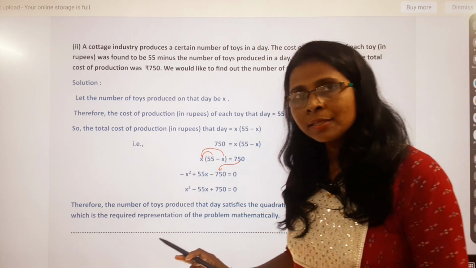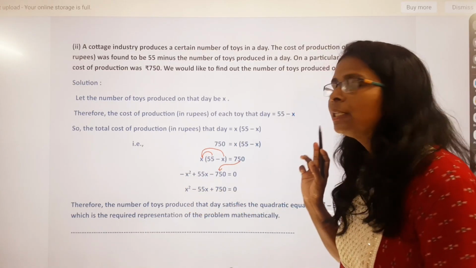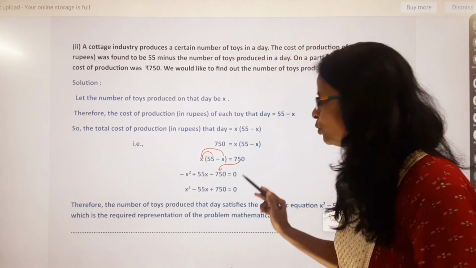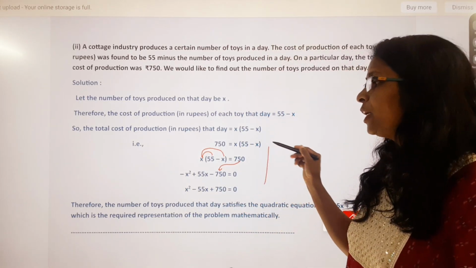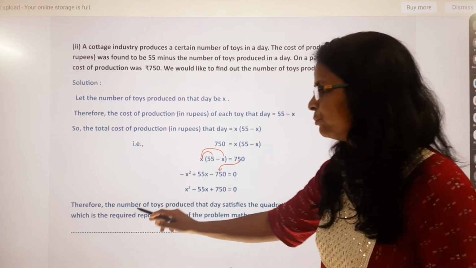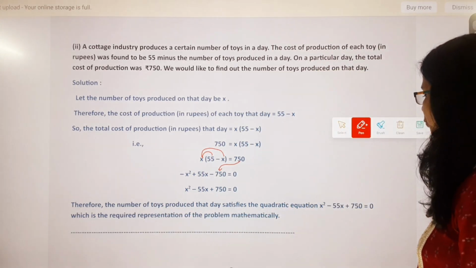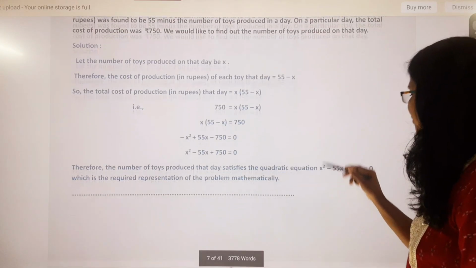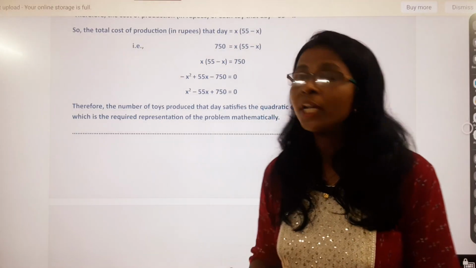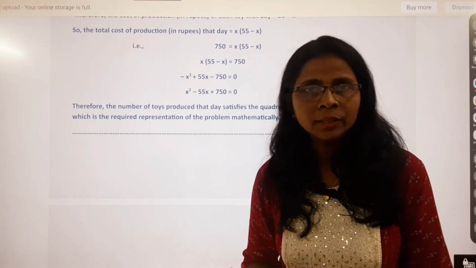Now in the last equation, change the sign. So x square minus 55x plus 750 is equal to 0. This is the quadratic equation. This is the formation of the quadratic equation, and therefore the number of toys produced that day satisfies the quadratic equation x square minus 55x plus 750 is equal to 0. This is the required mathematical representation of the problem.